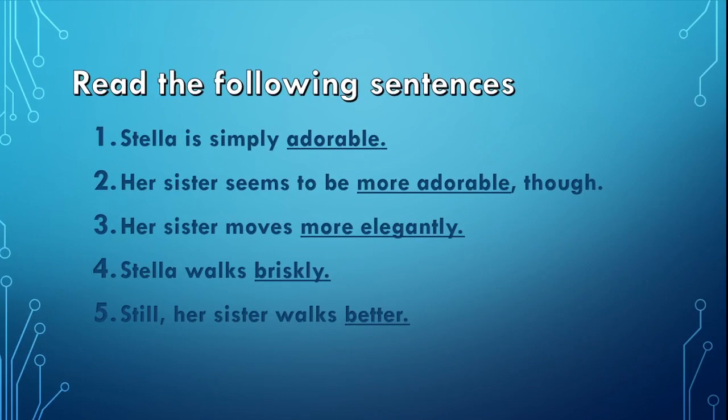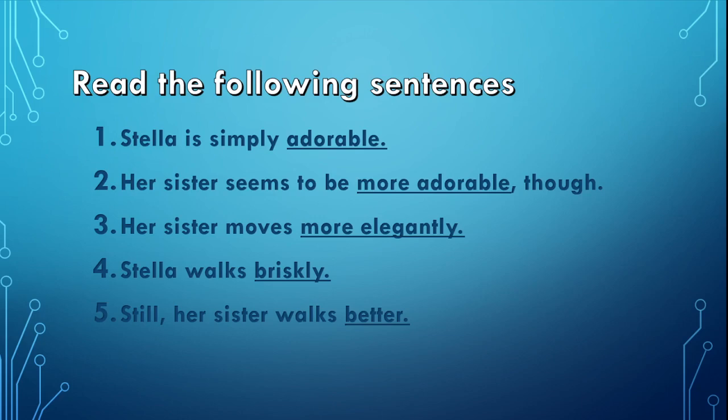Read the following sentences. Stella is simply adorable. Her sister seems to be more adorable, though. Her sister moves more elegantly. Stella walks briskly. Still, her sister walks better. The underlined words adorable, more elegantly, briskly, better are examples of comparison forms of modifiers.